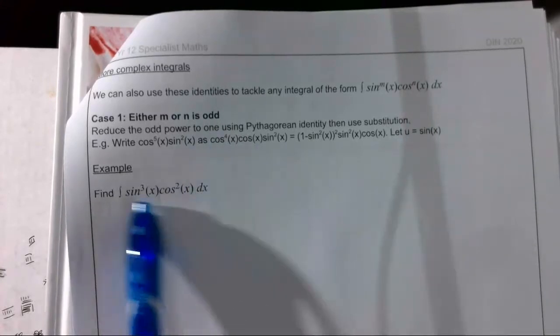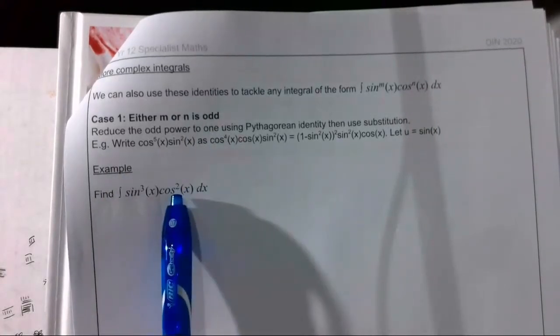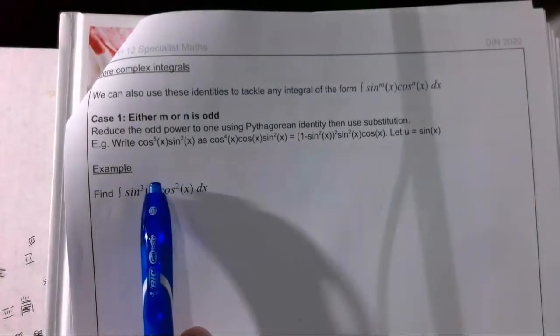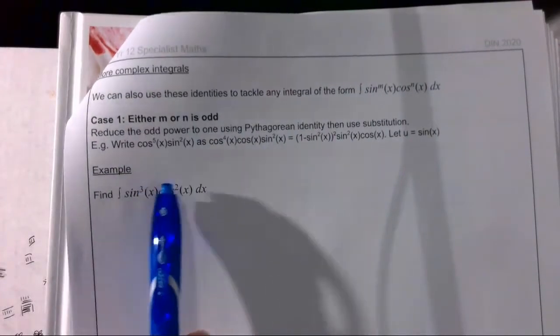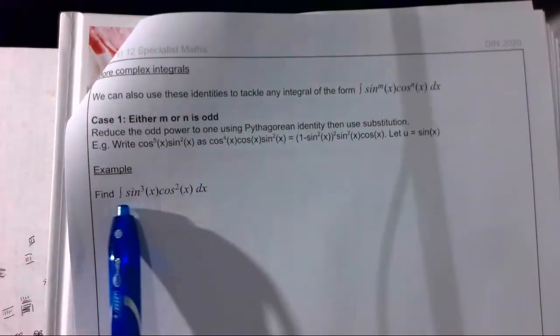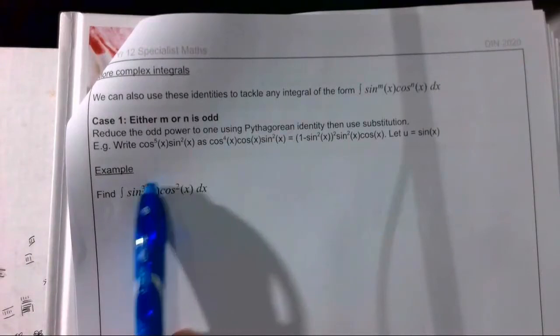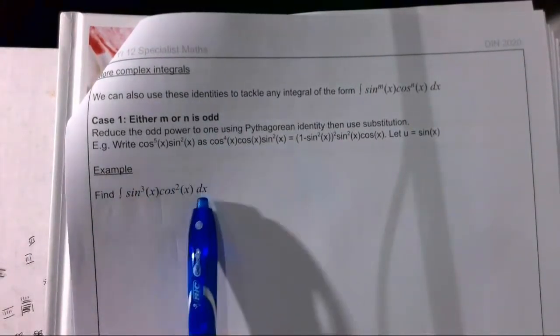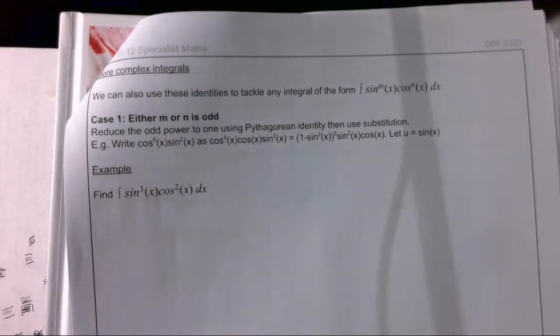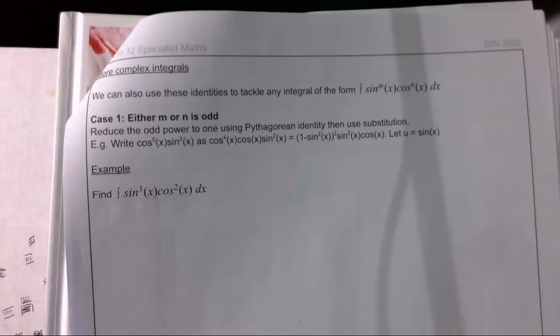So what we're going to try to do here, where we've got an odd power, is use our identities to get that power down to 1. In this example, we're going to get the sine cubed of x to reduce to sine x, and then everything else is going to be in terms of cos. And because sine is the derivative of cos, or very closely related to it, we can use substitution and the chain rule backwards.